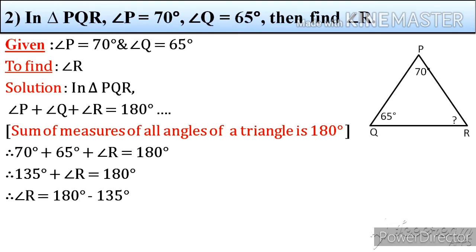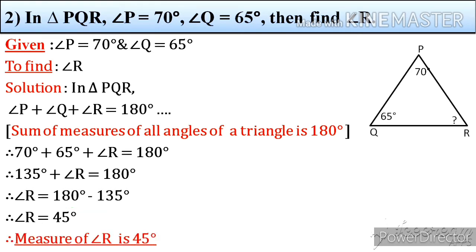So, therefore, angle R equals 180 degrees minus 135 degrees. Here we get angle R equals 45 degrees. Therefore, the measure of angle R is 45 degrees.